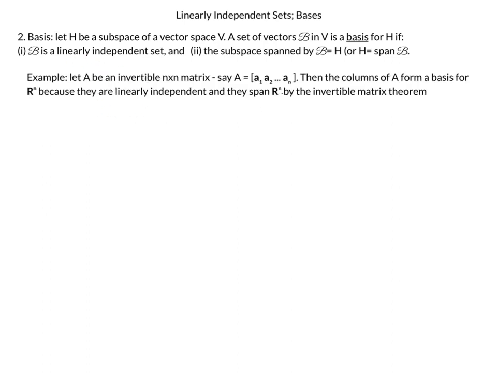Our next example is, let A be an invertible n by n matrix. Let's say A is equal to A1, A2, through AN. These are our column vectors. Then the columns of A form a basis for Rn because they are linearly independent and they span Rn by the invertible matrix theorem. So let's take a closer look at that, and we'll start by looking at the invertible matrix theorem.